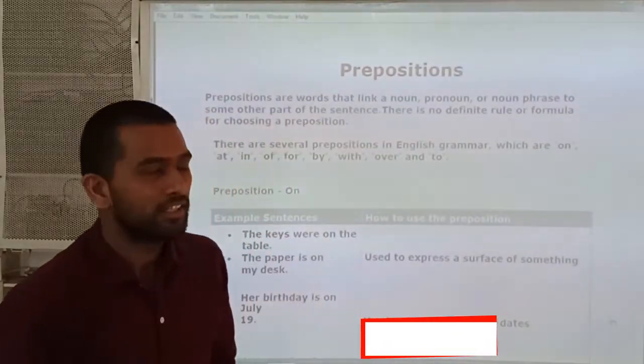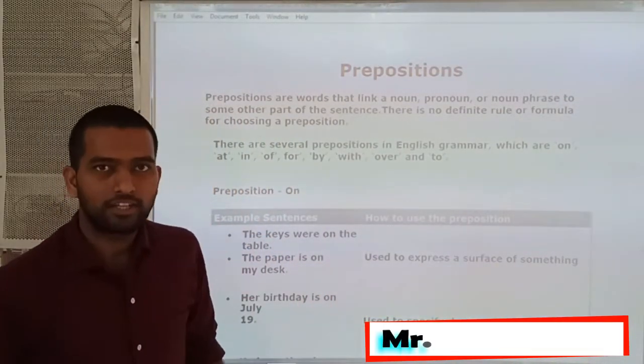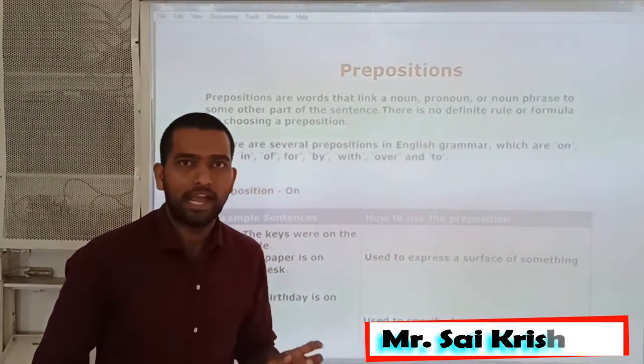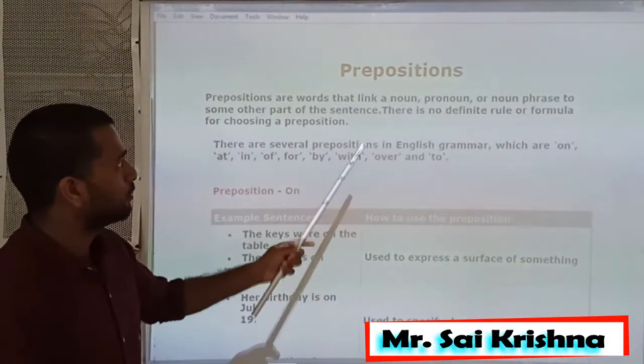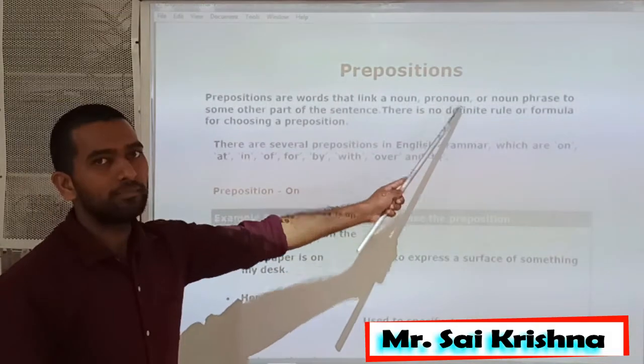Good morning to everyone. In the previous classes, we discussed the grammar topics, tenses and active and passive voice. Now in today's class, we are going to learn about prepositions.